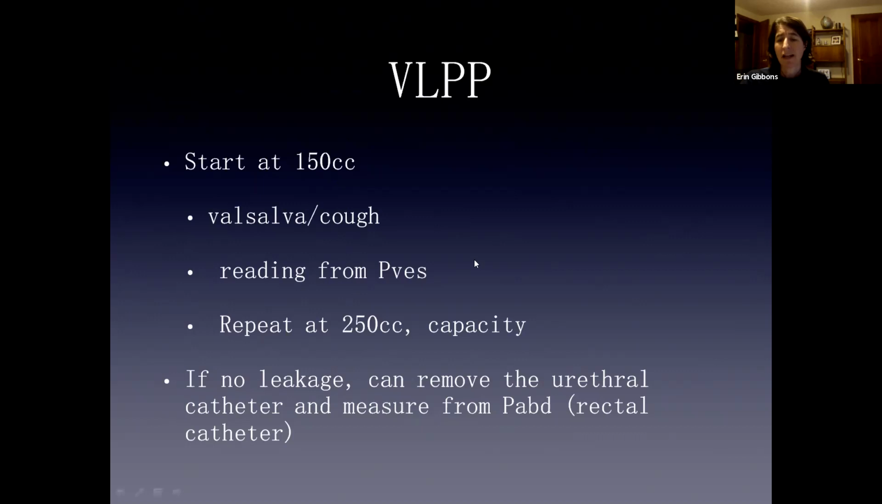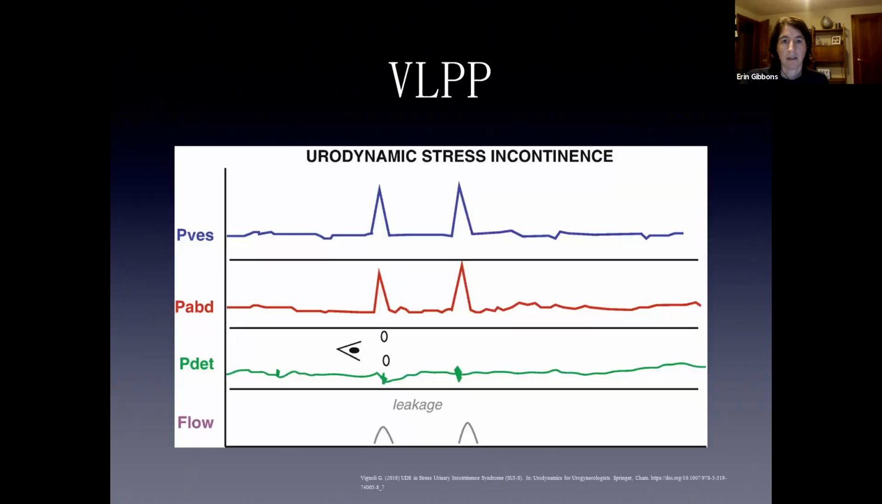A lot of times, even though the urethral catheters are really thin, some people just won't leak, but you know that they should, or that you could reproduce it in the office without a catheter in. So you can remove the urethral catheter and use the abdominal pressure as your leak point pressure if necessary. So again, just a schematogram showing an abdominal contraction, no detrusor contraction, and leakage. And so you're going to measure your Valsalva leak point pressure from the urethral catheter.